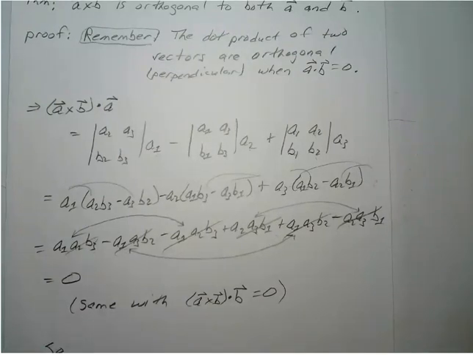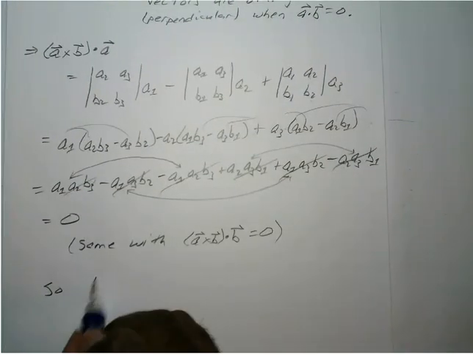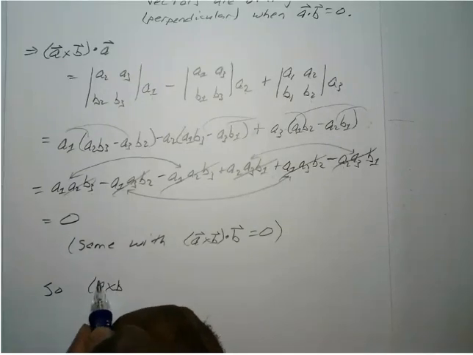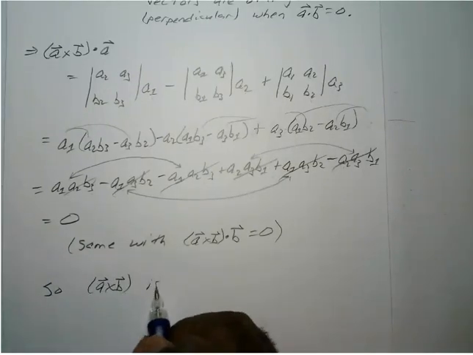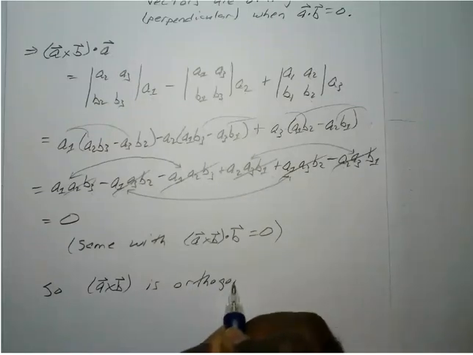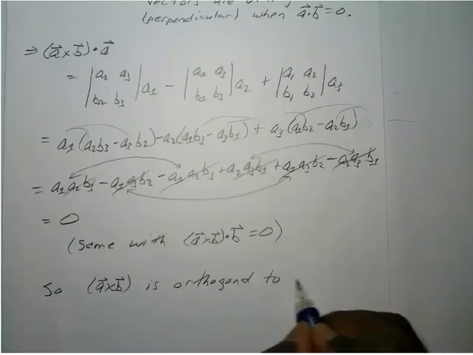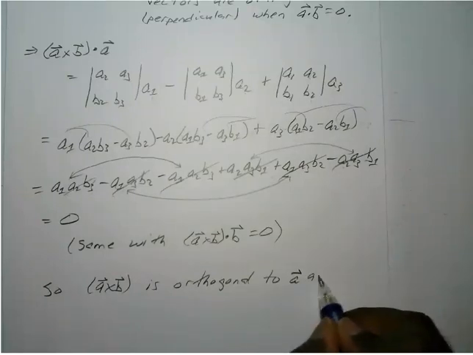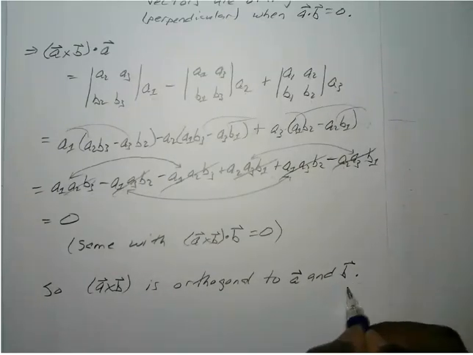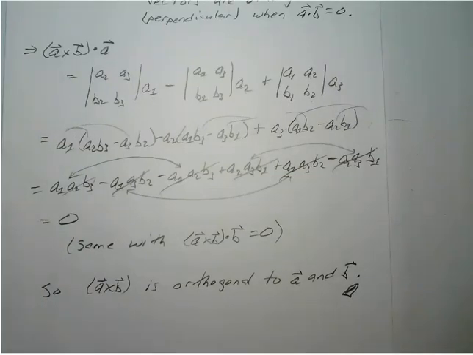Okay, so we know that the cross product of A and B is orthogonal to both the A vector and B vector. All right, so that was a quick proof there. If you are still writing, feel free to press pause. Okay, but we're going to go ahead to the next page.